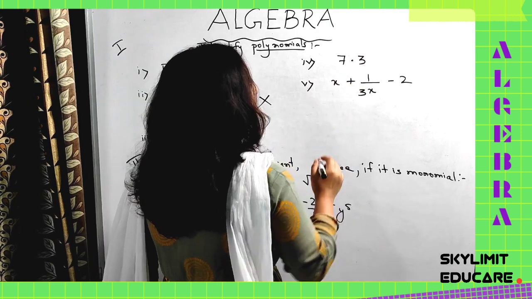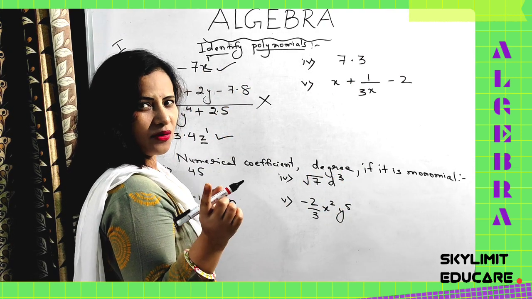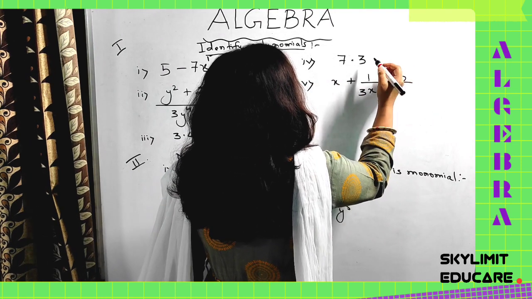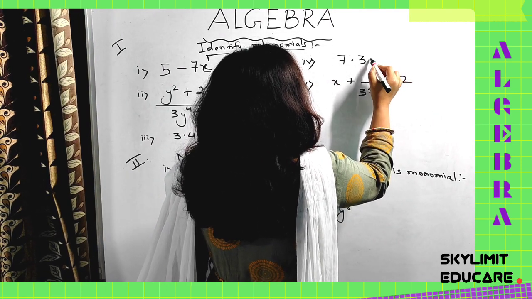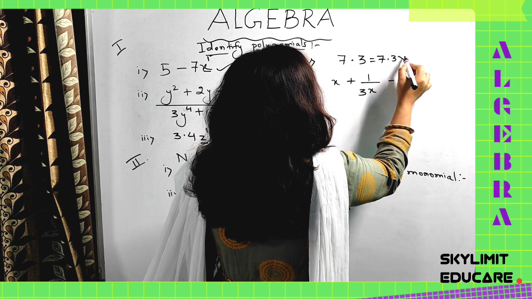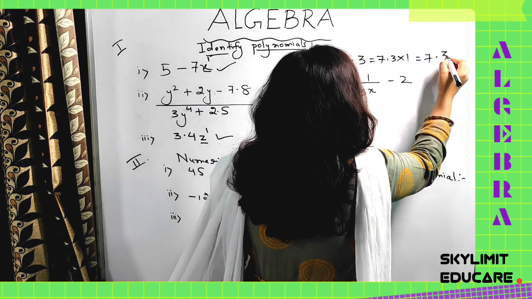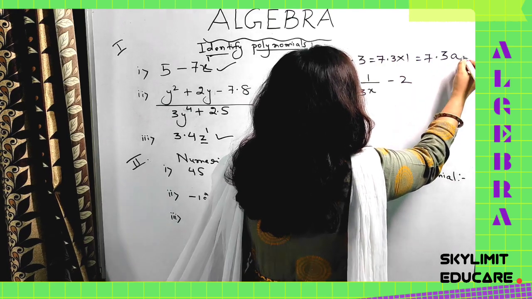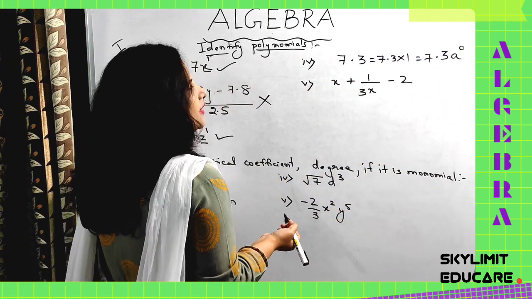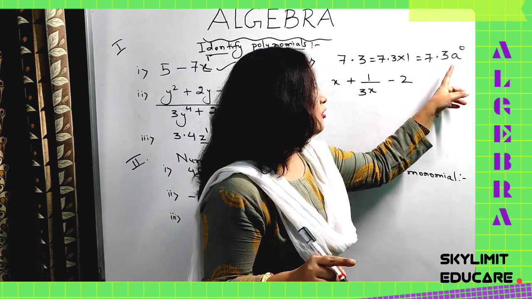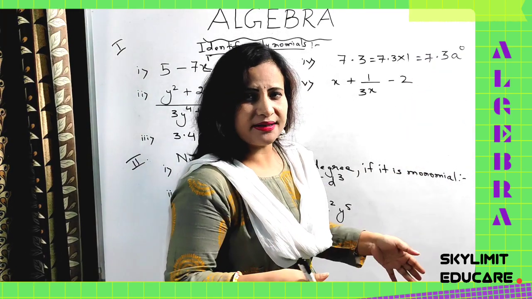Now 7.3, right? Is it a polynomial or not? It's also a polynomial, because 7.3 is the same as 7.3 multiplied by 1, and any variable raised to the power of 0 is 1. So it's also a polynomial, right? It's a polynomial of degree 0. Okay, we'll be discussing that again.